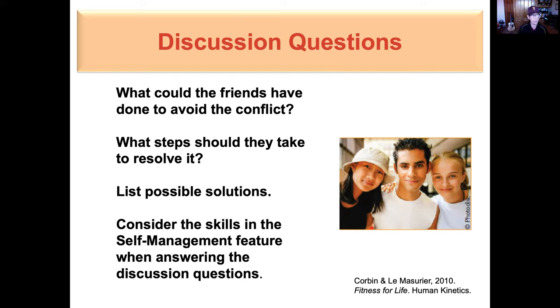What steps should they take to resolve it? List possible solutions. Consider the skills in the self-management feature. They're addressed, which I'll show you in just a minute, but worksheets are available for students to do these things.